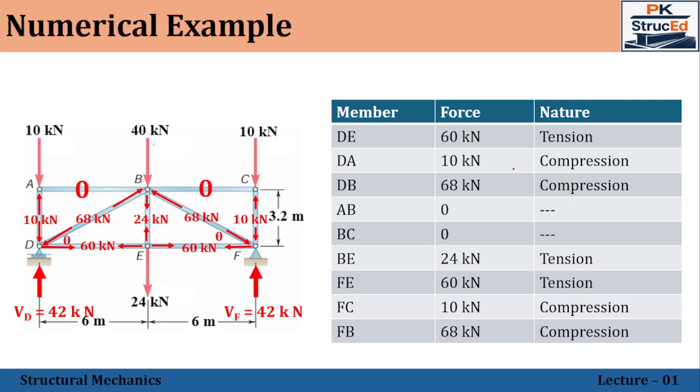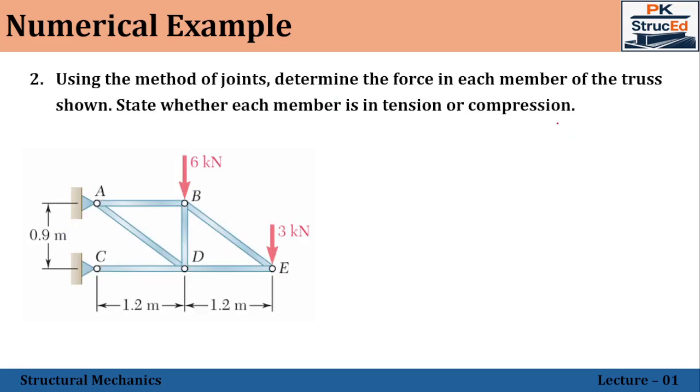That will give the perfect solution for this problem. Next, the second numerical also remains the same. That is, we need to find the force in each member of the truss by using the method of joints. But the difference is, in the previous case, we had a simply supported truss. That is, one end is hinged and the other end is roller.